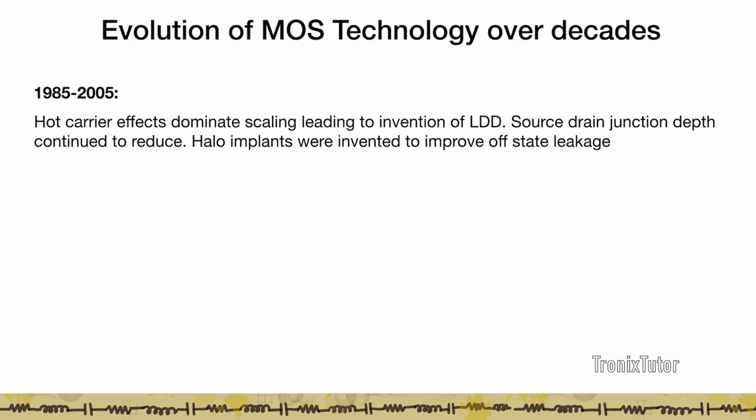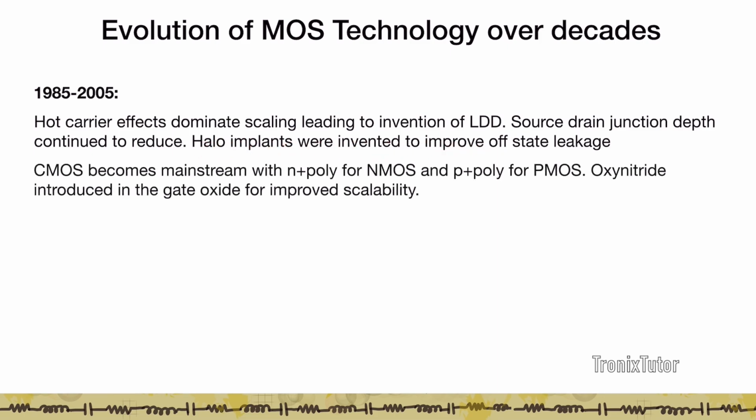The next decade saw impact of high field showing up in MOSFET. So hot carrier effects are nothing but effects that happen when electrons or holes come under the influence of high electric field. So scaling much faster than what the constant electric field scaling had proposed led to hot carrier effects showing up, and that led to the invention of the lightly doped source drain. Source drain junctions continue to reduce, again to reduce the short channel effects. Halo implants were invented to improve the off-state leakage.